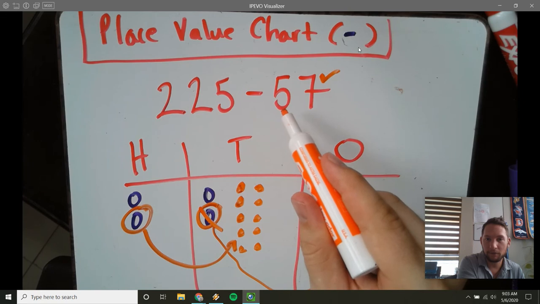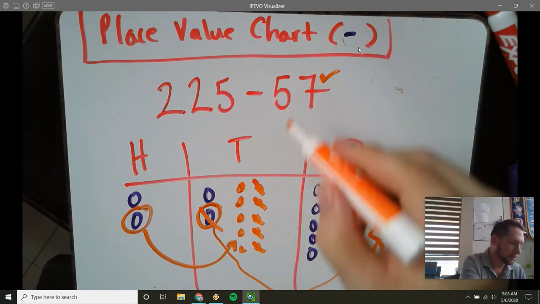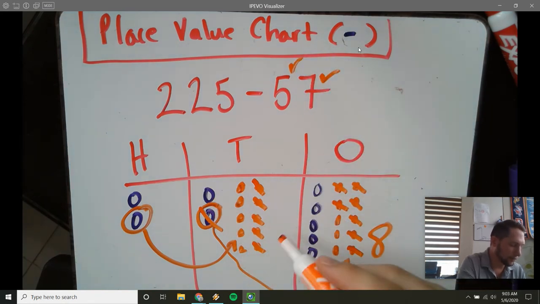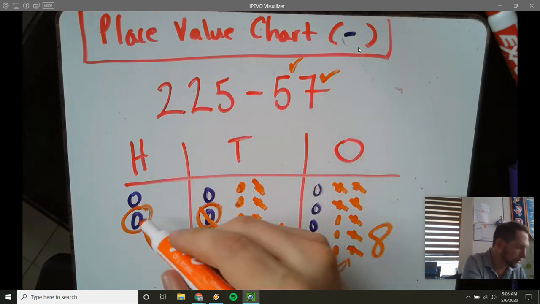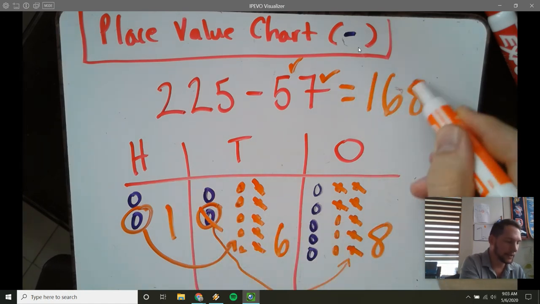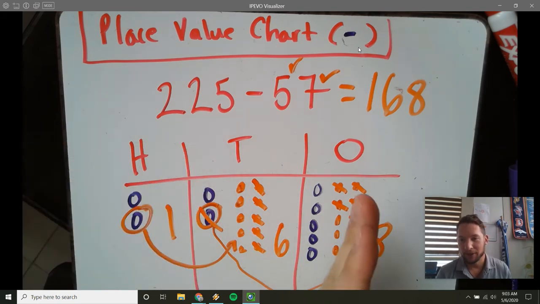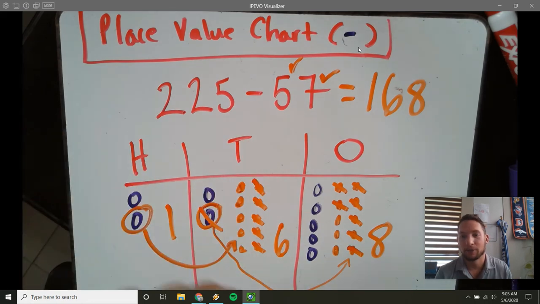Now I can take away 5 tens: 10, 20, 30, 40, 50. Done. I've got 5 and 1. I've got 6 left. Hundreds, take away no hundreds. How many do I have left? I have 1. So my answer is 168. So this is really just a visual representation of the standard algorithm that you and I grew up with, borrowing and regrouping.